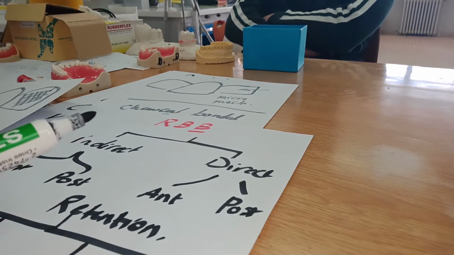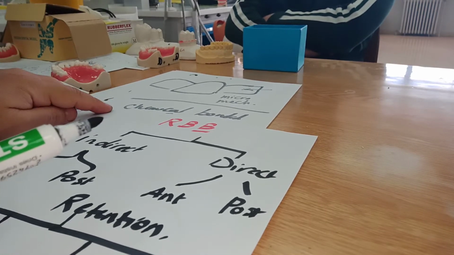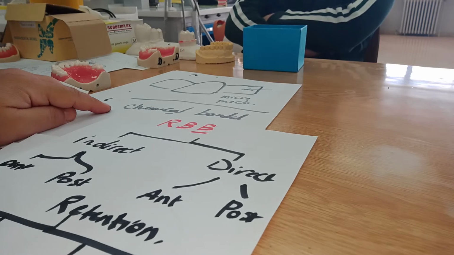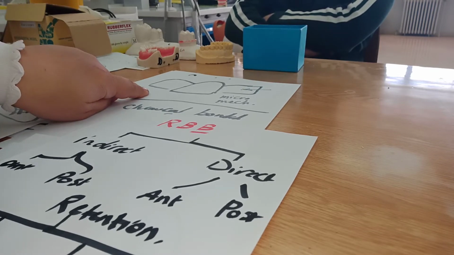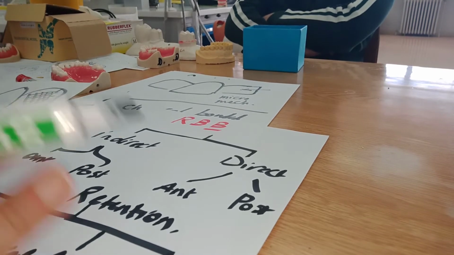Russia, the first one. Depending on the bond, what bond you're using. What is the micromechanical? Is the Maryland, which is acid etched. Okay, so now we relate the material to the type of retention.